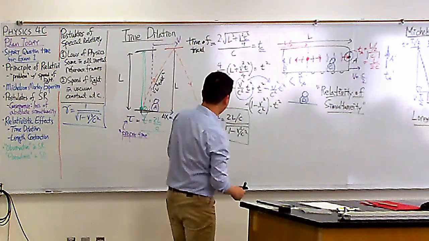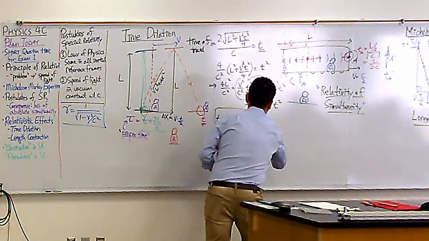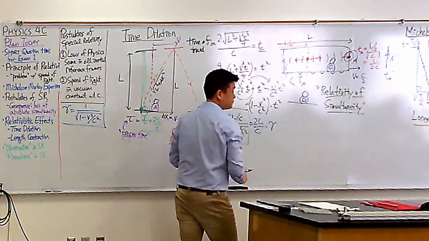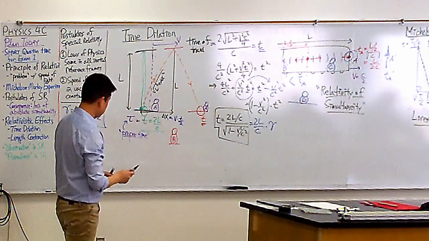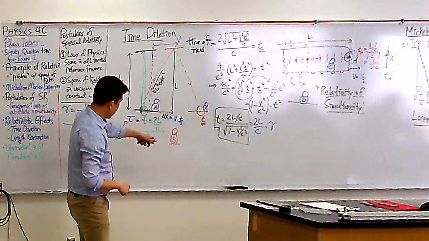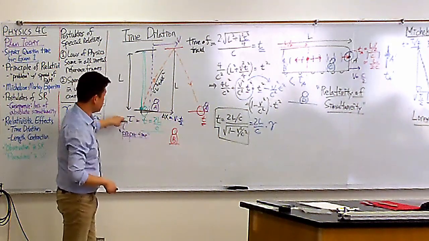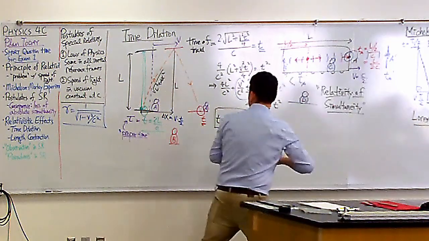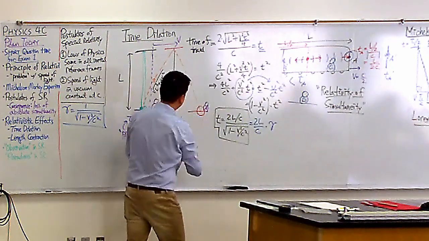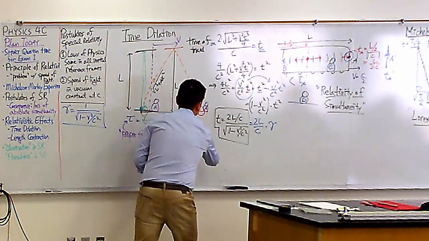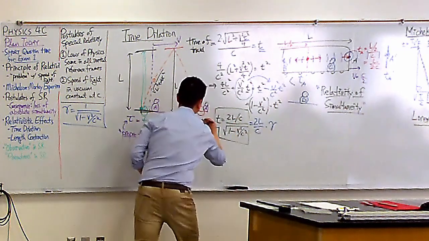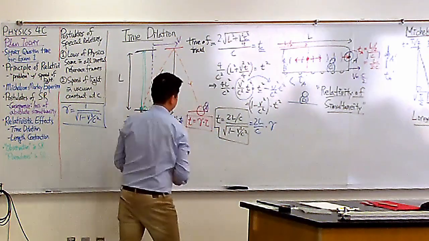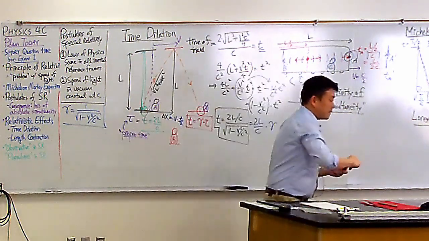So in terms of that, this t is equal to 2L over c times gamma. Or let's see, I see 2L over c was this proper time. So this is what we can say: the amount of time it takes for the light to come back, t, is equal to gamma times the proper time tau. And this is the statement of time dilation.